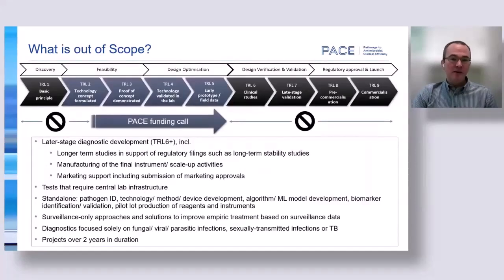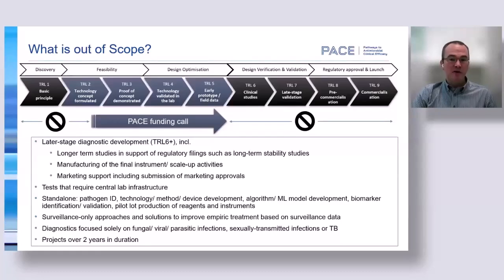To help with clarity, I'd like to take you through some of what is out of scope. Firstly, any work beyond TRL5, so later stage diagnostic development, TRL6+, so significant size clinical trials. We are not looking for diagnostics that require central lab infrastructure and high levels of technical expertise or training to use. We're not looking for standalone pathogen ID, standalone technology method or device development. It needs to be a product development project for a specific diagnostic for bacterial infections.